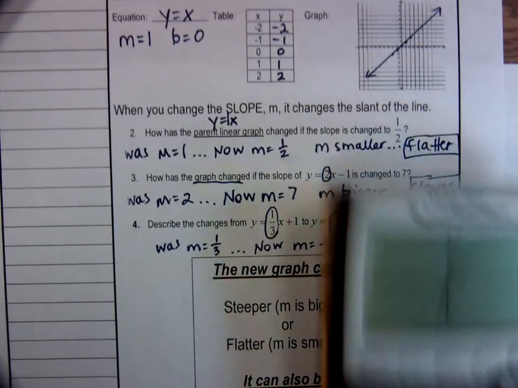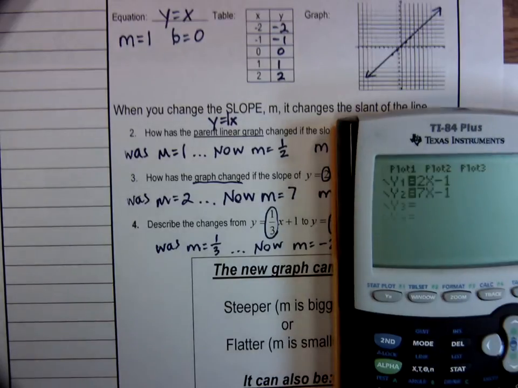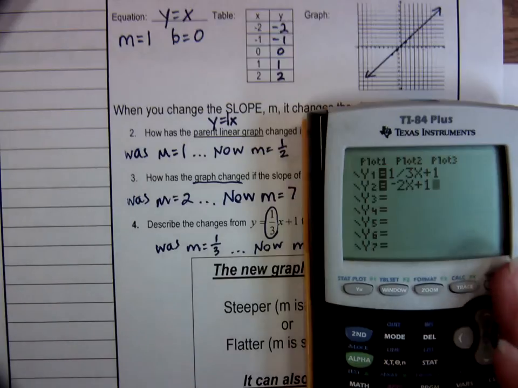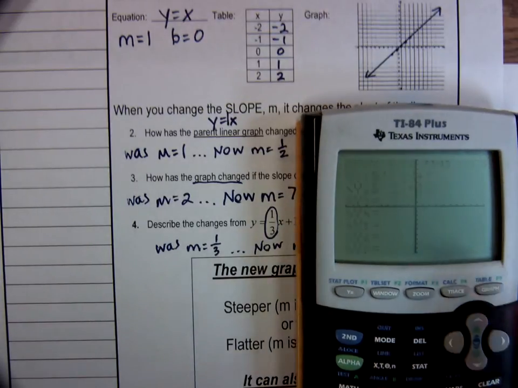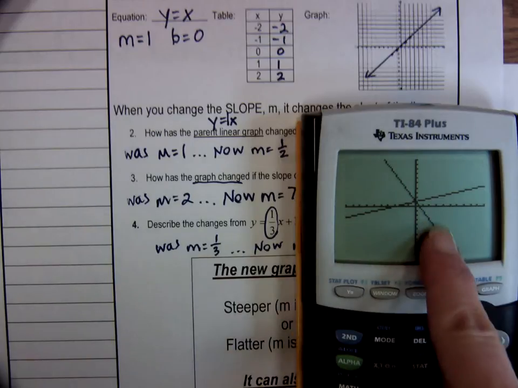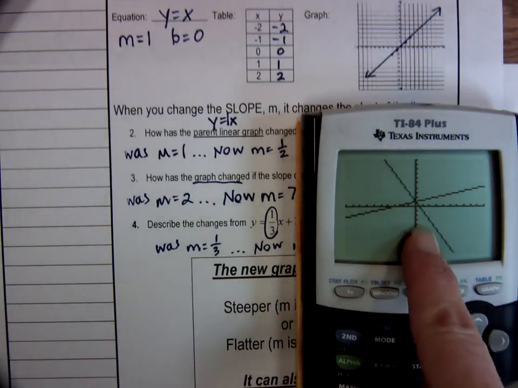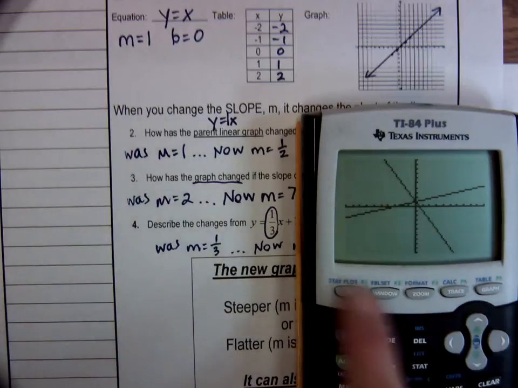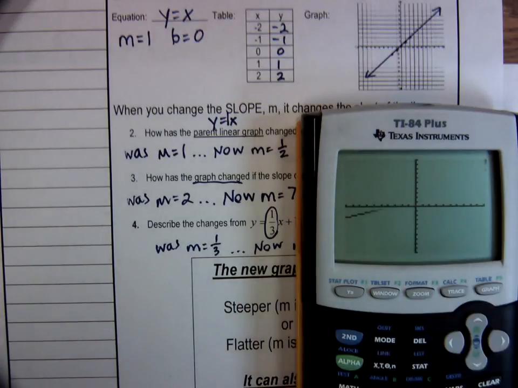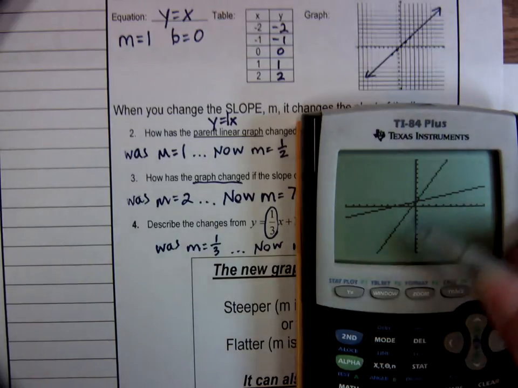Let's see what happens here. If we put in y equals 1/3 x plus 1, and then we do negative 2x plus 1, let's watch what happens. The first one is going to be the 1/3. Here's 1/3. And here's -2. Notice how that -2 flipped directions. It's a negative. You can also see that it's steeper. Okay? If we were to take off the negative, let's see what happens. There's 1/3. And there's 2. Notice how the 2 got much steeper than the 1/3.